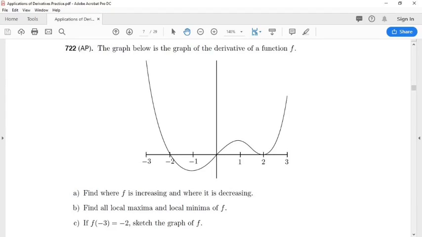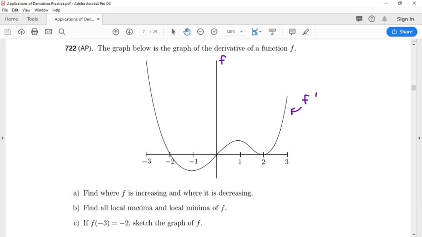Always make sure you mark the curve, people. What is this curve? Read it. The graph below is the graph of the derivative of the function f. That means this curve is f prime. And you could label it like that, or on the y-axis, you can just write f prime.